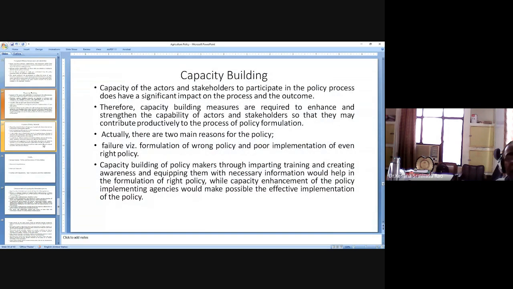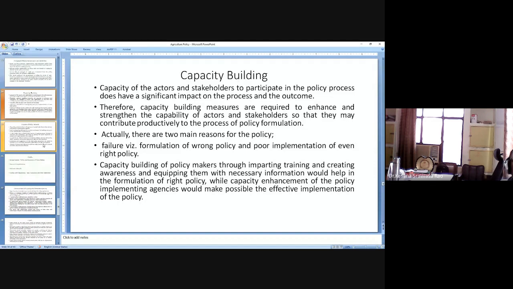Yes, capacity building is also one of the most important instruments for the agriculture policy. If you want to achieve good results, the extent to which capacity building supports the capacity of actors and stakeholders to participate in the policy process has a significant impact on the process and the outcome. Capacity building measures are required to enhance and strengthen the capability of actors and stakeholders so that they may contribute productively to the process of policy formulation.